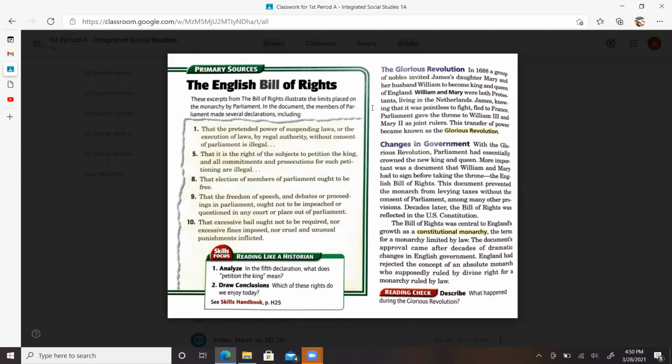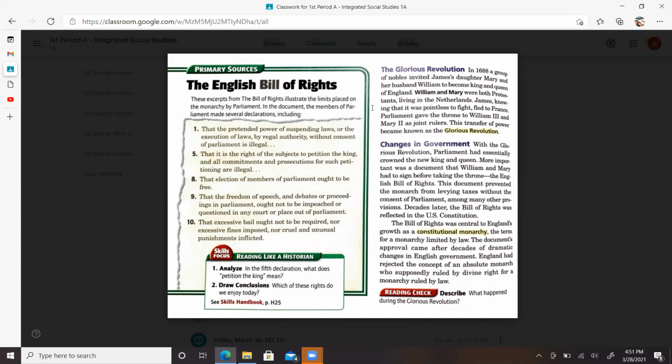Constitution. The Bill of Rights was central to England's growth as a constitutional monarchy, the term for a monarchy limited by law. The document's approval came after decades of dramatic changes in English government. England had rejected the concept of an absolute monarch who supposedly ruled by divine right for a monarchy ruled by law.